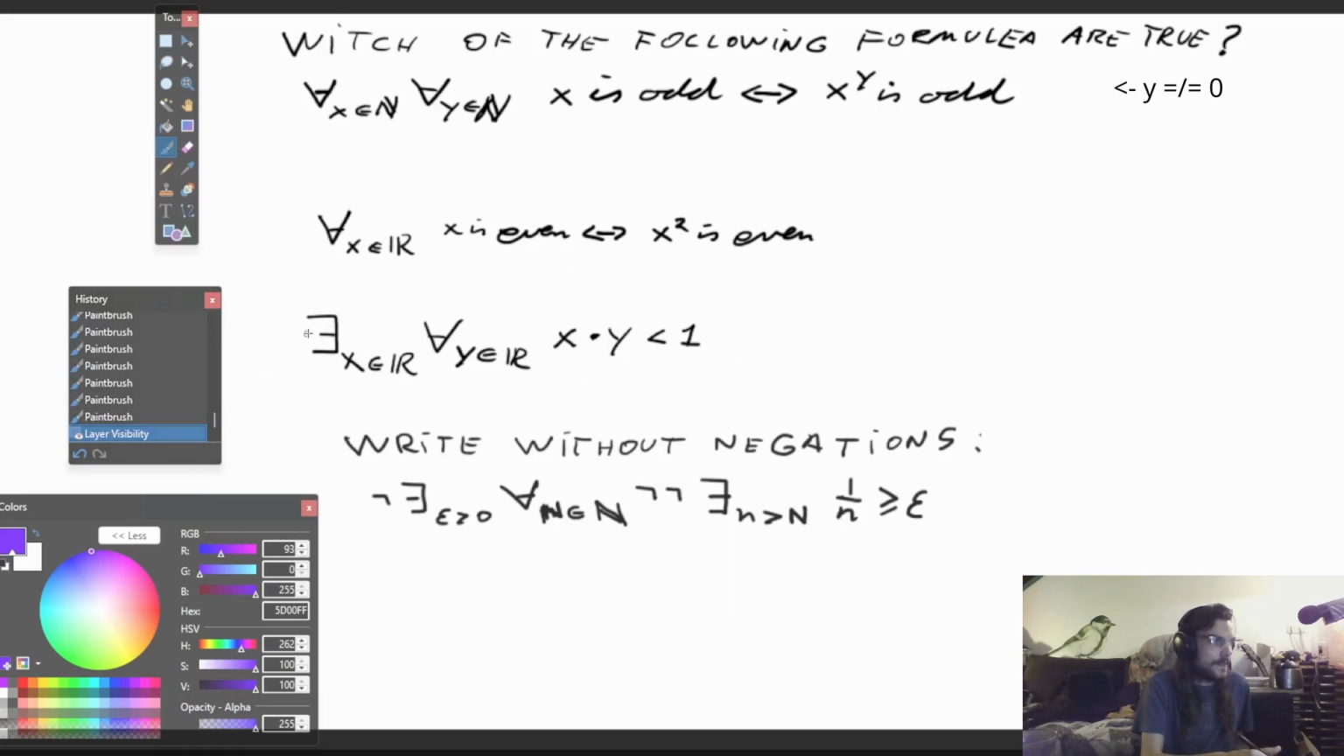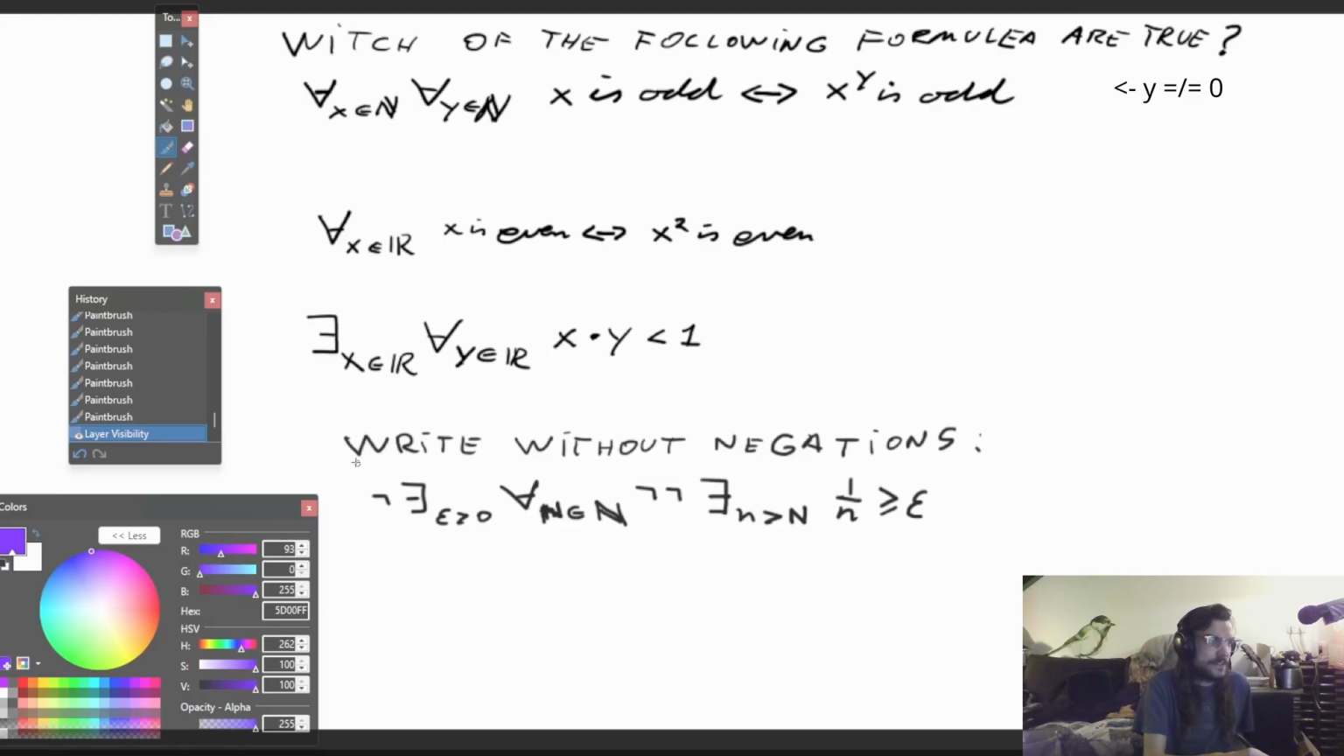And then here we have, there is an x in R. What do we have again? Oh yeah. So does there exist an x in R so that for every other x, y, this thing holds? And this is multiplication and is smaller than.